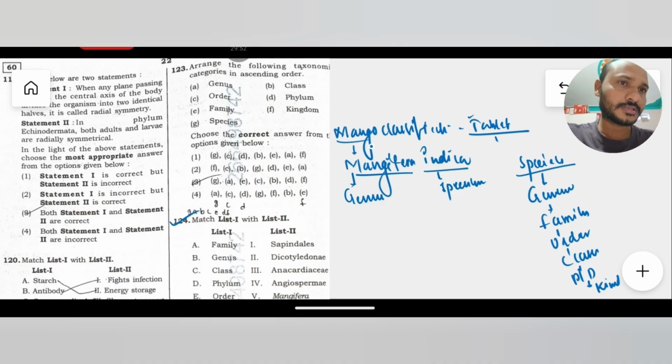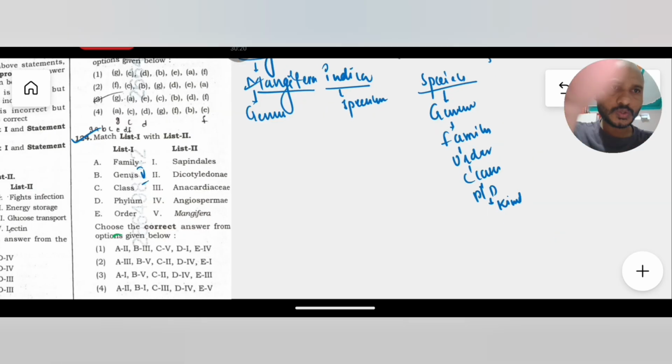We know that mango's genus is Mangifera. First see the genus here, Mangifera, where we have B. B must be 5, so here B5. The second option and third option have 5 in these two places, so we have to eliminate the first and fourth options. So we have only two options left. Here genus is Mangifera.